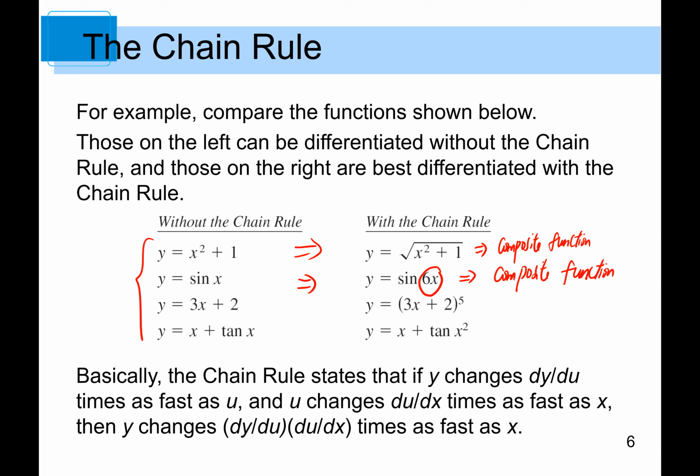Okay, y equals 3x plus 2 is a simple function. Then when you raise that to the power of 5, it becomes a composite function. y equals x plus tangent x, that's a simple function. y equals x plus tangent x squared, that makes it a composite function.